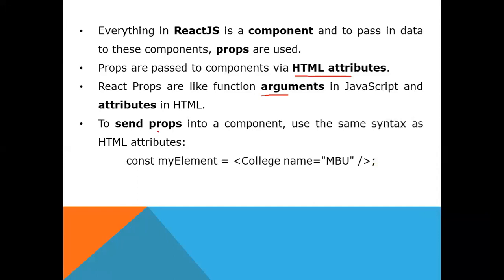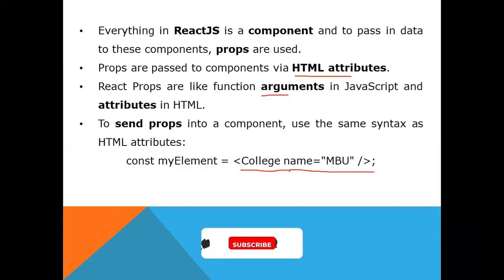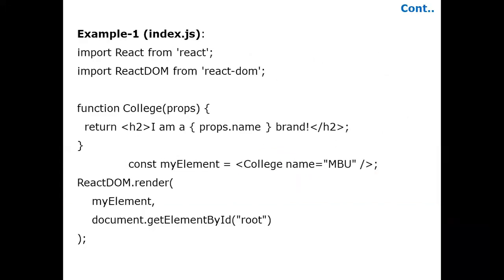To send props to a component, we have a simple syntax like this. We are calling a component, rendering a component over here. The name of the component here is college, and the prop, meaning the property here, is name equal to MBU. Let me talk about a simple example.